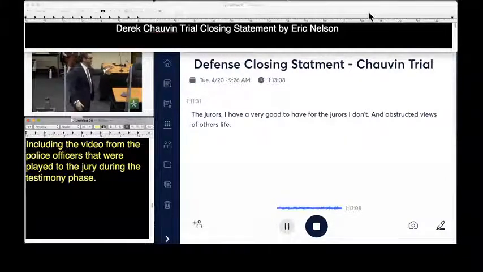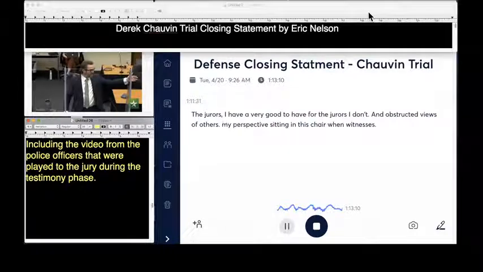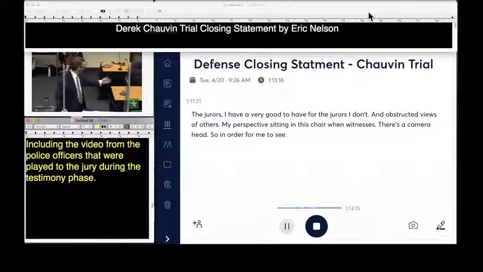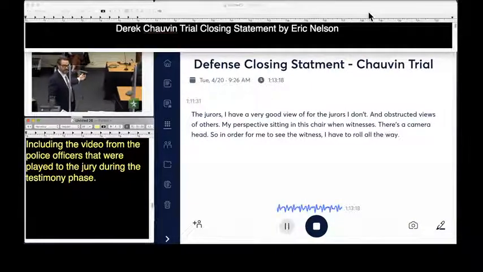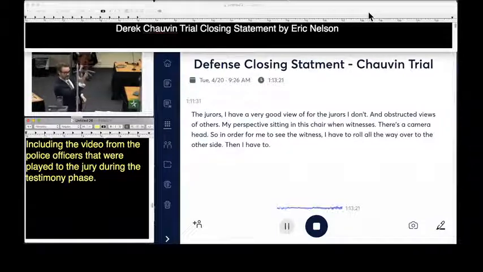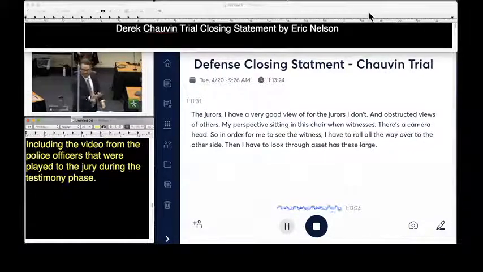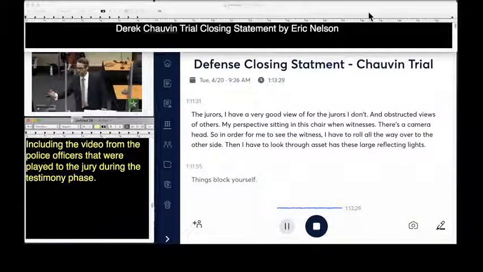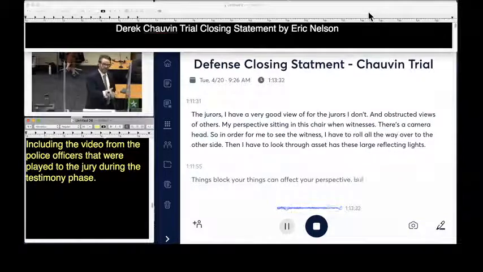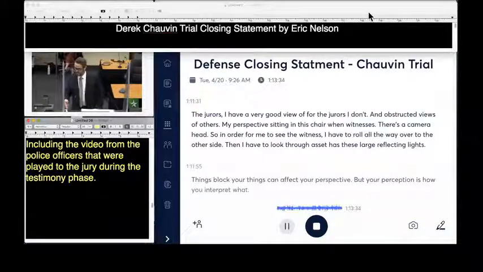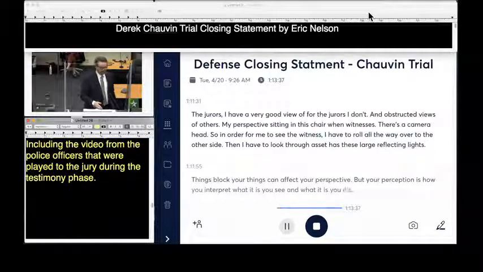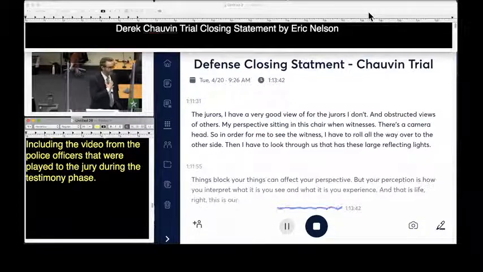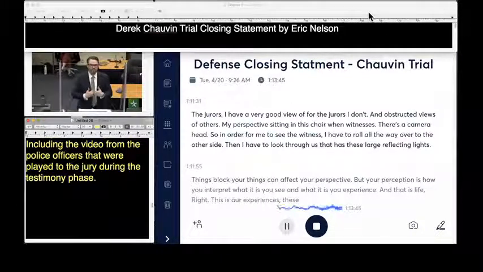My perspective sitting in this chair, when witnesses testify, is that there's a camera blocking the head. So in order for me to see the witness, I have to roll all the way over to the other side. Then I have to look through the plexiglass that has these large reflecting lights. Things block your perspective. Things can affect your perspective. But your perception is how you interpret what you see and what you experience. And that is our life. These are our experiences. These are the things that make us who we are.